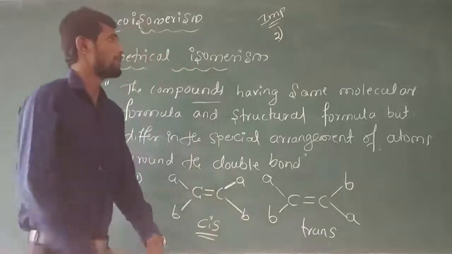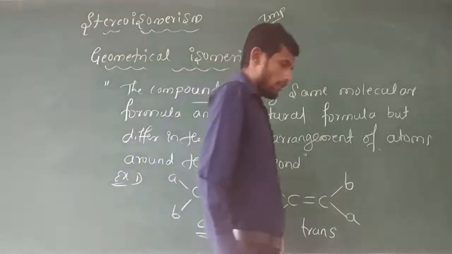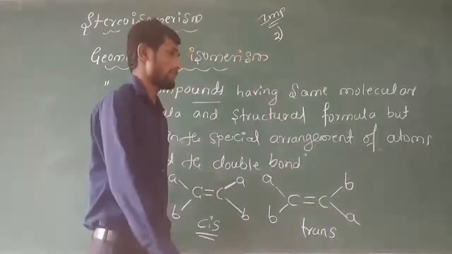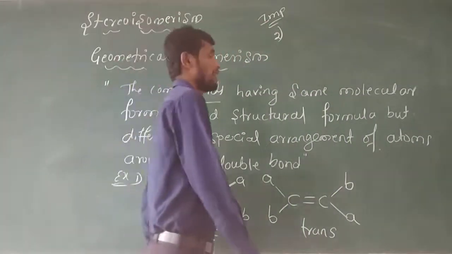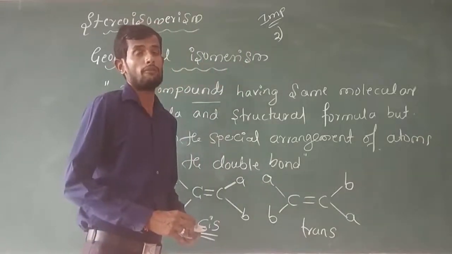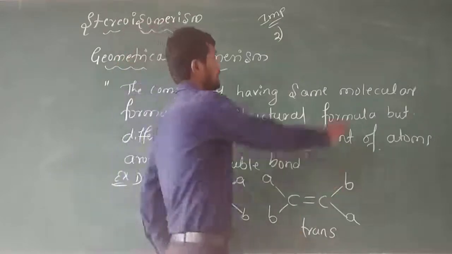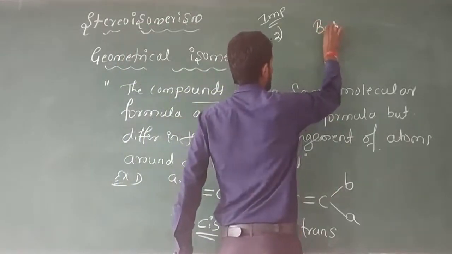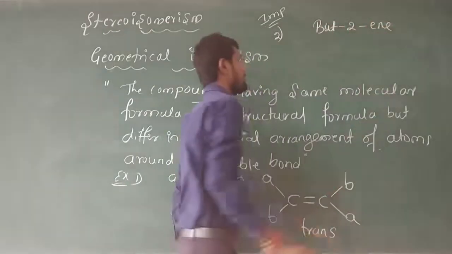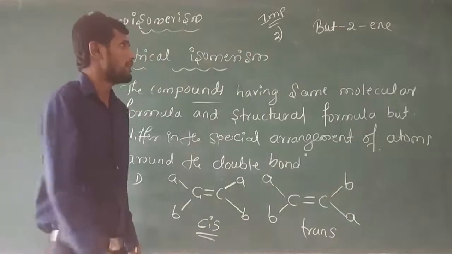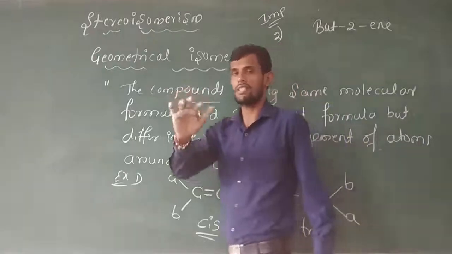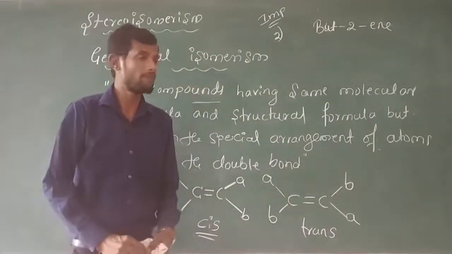Example number 2. One question is asked on this concept. The question is like, write the cis and trans form of but-2-ene. Very important. First I write here the name of the compound, but-2-ene. Remember students, geometrical isomerism appears in the presence of cis form and trans form compounds. What is cis?